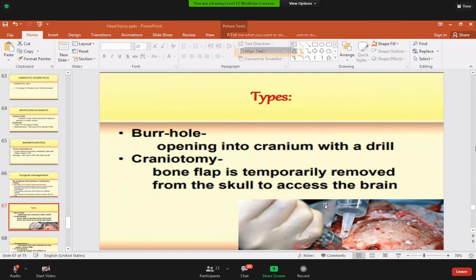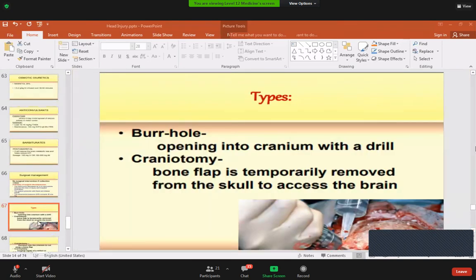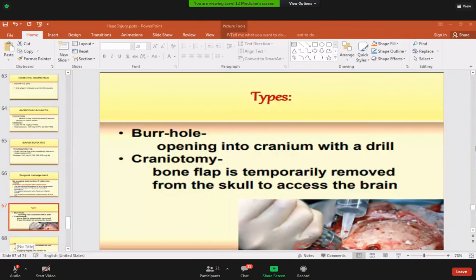device. We can go for craniotomy. We make 4 burr holes in the area where we want to operate, and then we cut the bone between those burr hole areas, and this is called a craniotomy. The whole flap is removed, but after the completion of the procedure, we put that flap back. Another term is craniectomy, in which we remove that part and we don't replace it back. This is craniectomy, when you remove it.